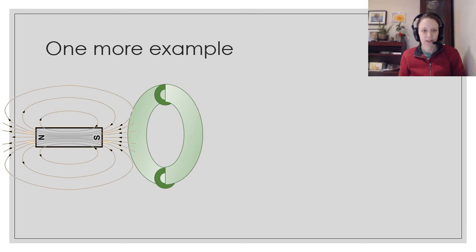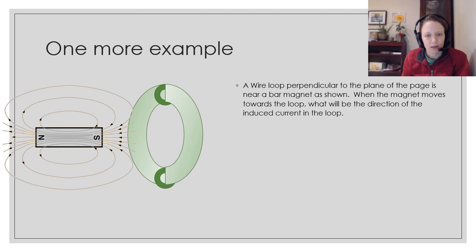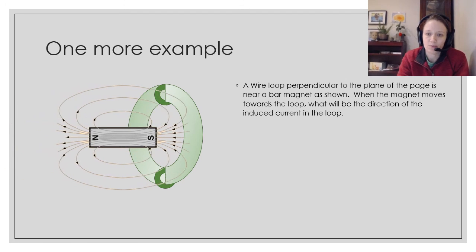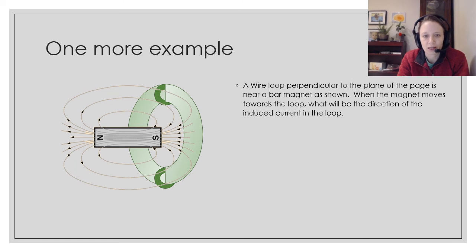Let's do one more example that kind of brings it together with a couple other things that we learned. So let's say we have a wire loop that is perpendicular to the page. It's hard to draw this, but the wire loop is coming in and out of the page here next to a bar magnet that is shown. And we're going to take that bar magnet and move it towards the loop. And the question is, what is the direction of the induced current in the loop?